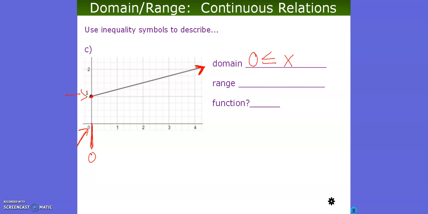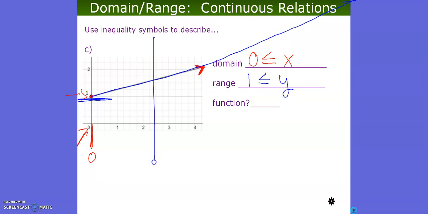We'll take a look at the range. The range is similar. So the range, remember, is how low it is. It's this low. It's at 1, less than or equal to y. How high does it go? If you look at that arrow, it's still going up, up, and up. So there's no topmost point to my graph, so we're going to stop right there.